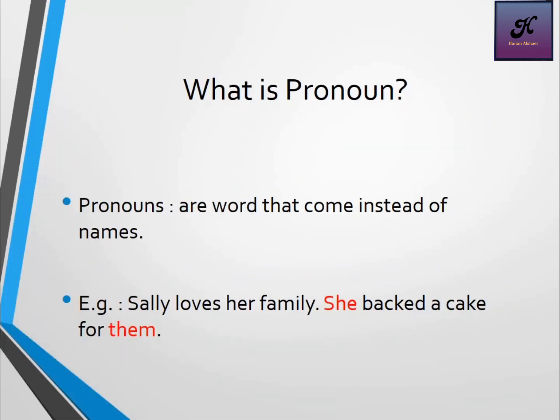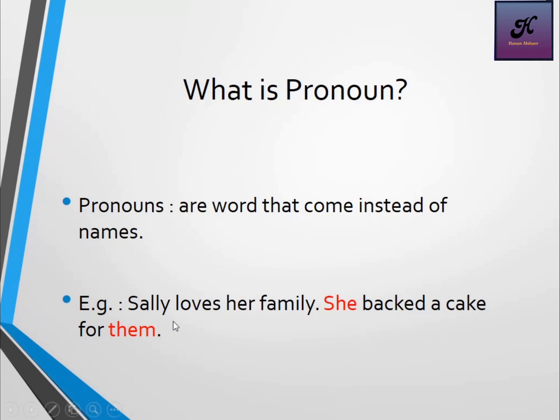What are pronouns? Pronouns are words that we put instead of the nouns or the names. For example, if I have the sentence, Sally loves her family. Now Sally here is the subject. She's the one who's doing the action. So Sally loves her family. Now instead of writing Sally all the time, Sally, Sally, Sally, or her family all the time, I want to remove the name and put something instead of it. So I will put a pronoun.